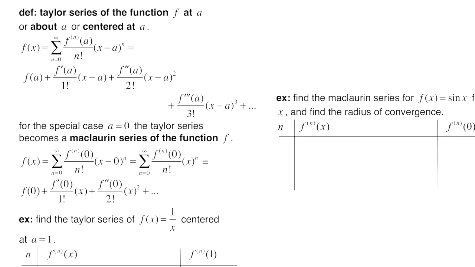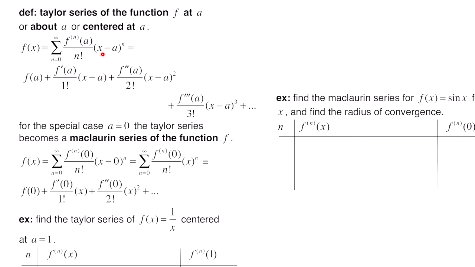And this leads us to the definition of a Taylor series of the function f at a, or you can say about a, or you can also say centered at a. So your Taylor series is written as f of x equals, you have sigma notation, n starts at 0, goes to infinity. This represents the nth derivative of f at a. You divide by n factorial times the quantity x minus a to the power of n. So first, when you plug in 0 for n, you get just f of a. When you plug in 1 for n, you get f prime of a over 1 factorial times the quantity x minus a to the 1.